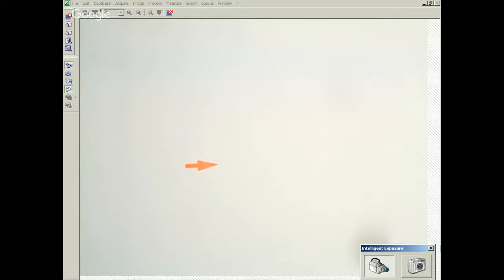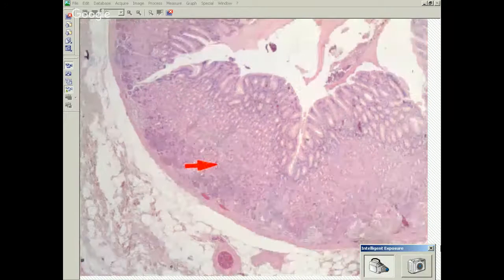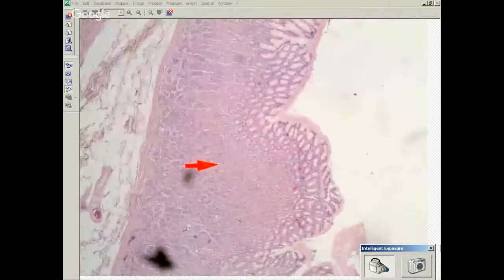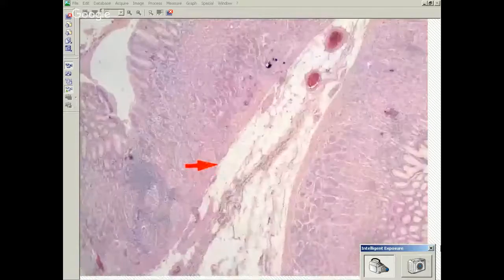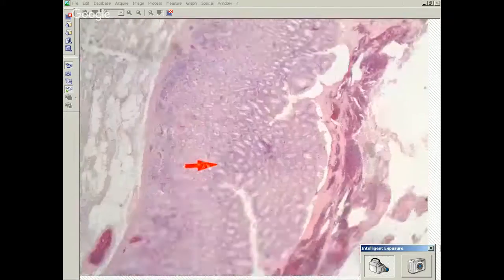All right, so we're almost done. Case 10. This is fairly straightforward. This is a sleeve gastrectomy specimen.